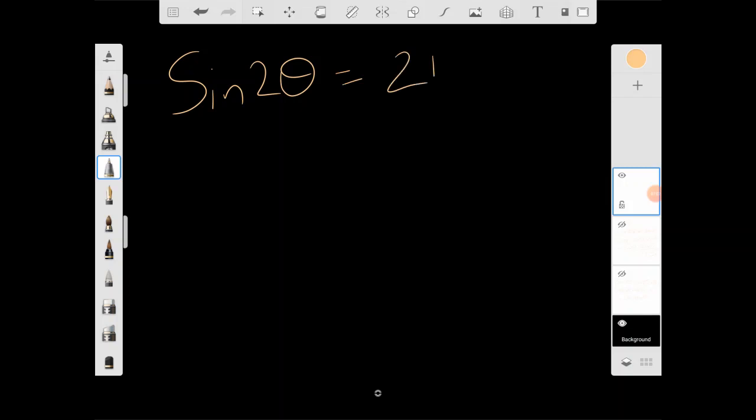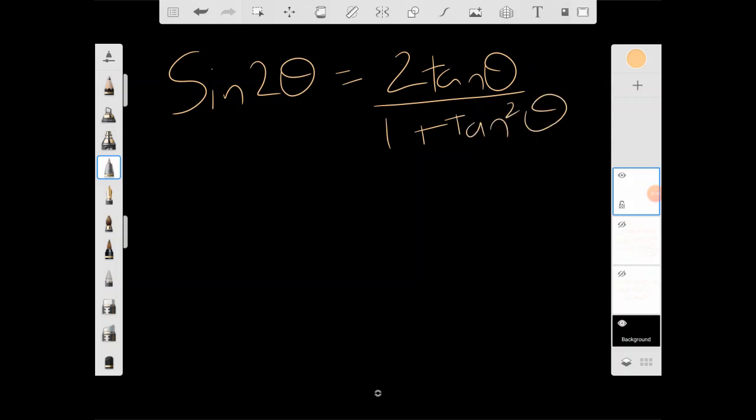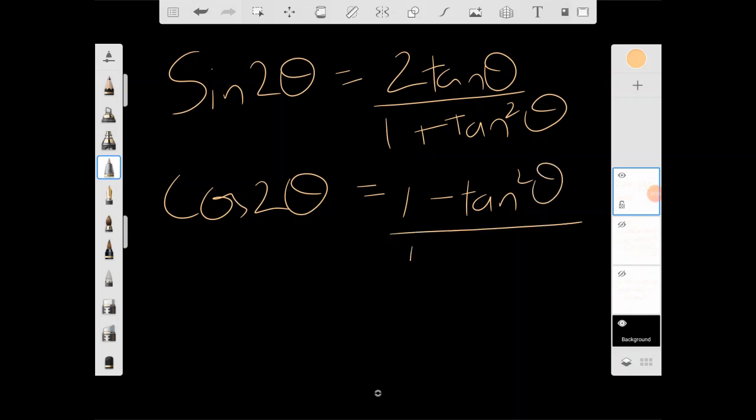That is, just now we saw it is 2 tan theta divided by 1 plus tan square theta. Nice. We also saw what is cos 2 theta. Because I wrote this in the form of tan, let me also write cos 2 theta in the form of tan. That will be 1 minus tan square theta whole divided by 1 plus tan square theta.